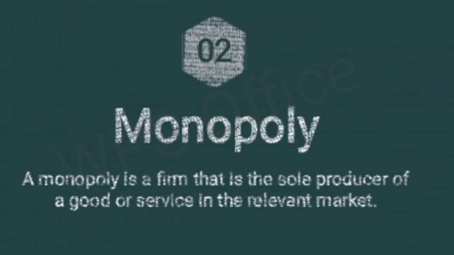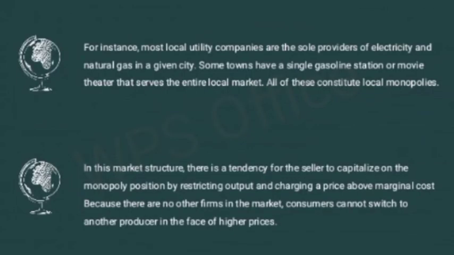Next is the monopoly. A monopoly is a firm that is the sole producer of a good or service in the relevant market. For instance, most local utility companies are the sole providers of electricity and natural gas in a given city. Some towns have a single gasoline station or movie theater that serves the entire local market. All of these constitute local monopolies. In this market structure, there is a tendency for the seller to capitalize on the monopoly position by restricting output and charging a price above marginal cost. Because there are no other firms in the market, consumers cannot switch to another producer in the face of higher prices.